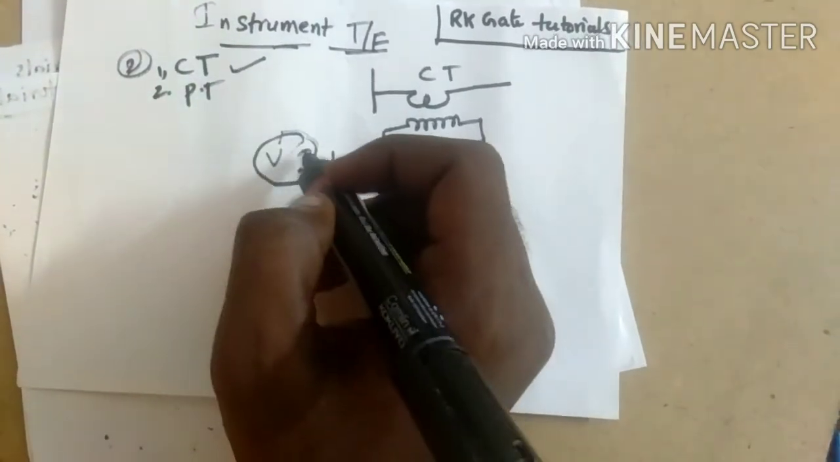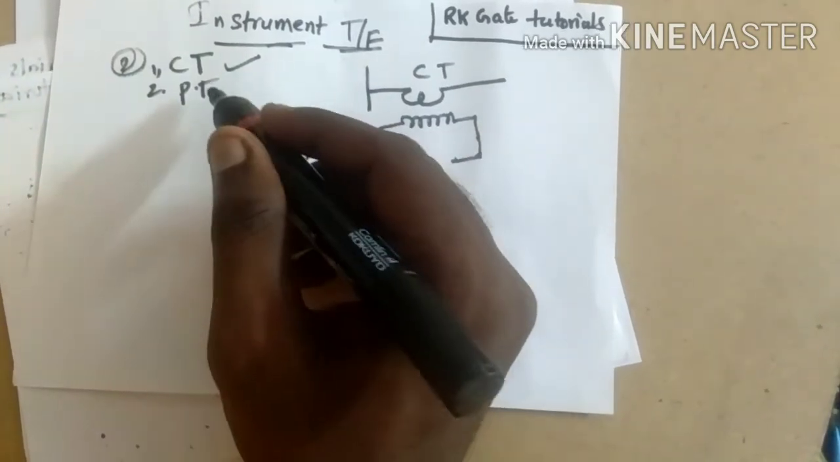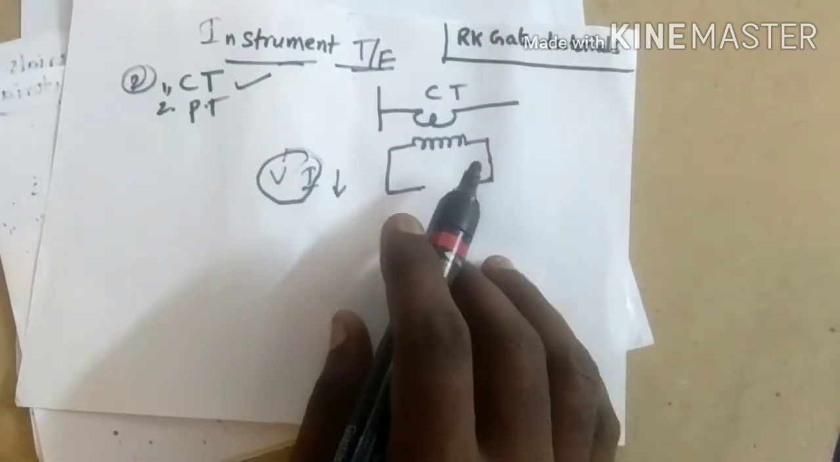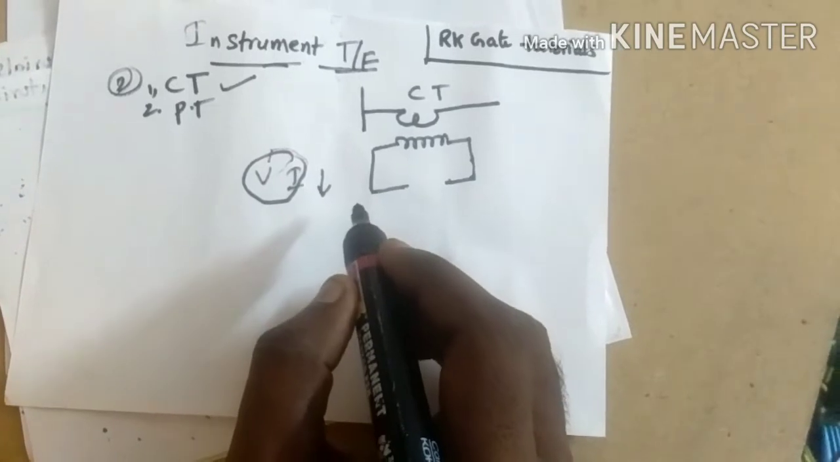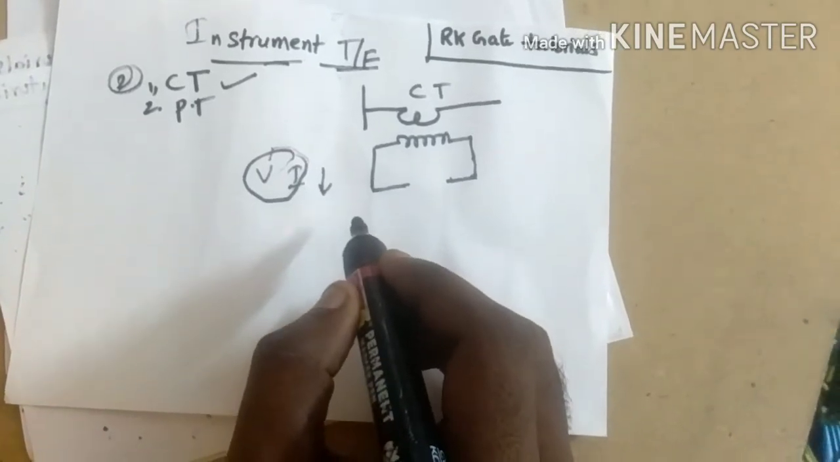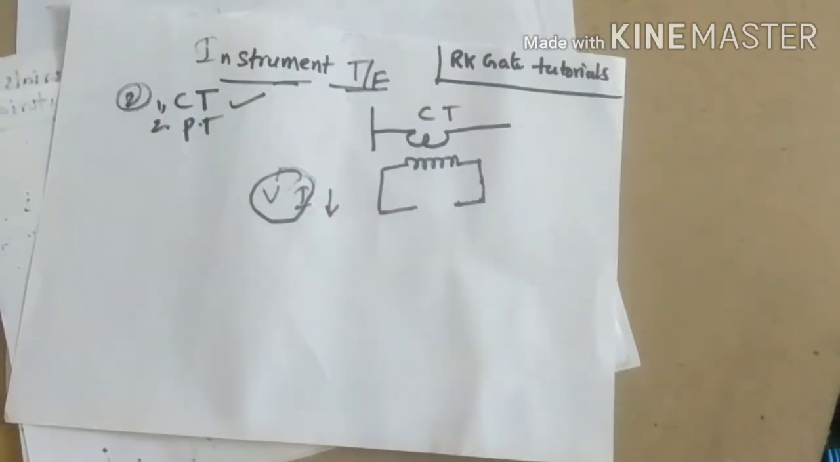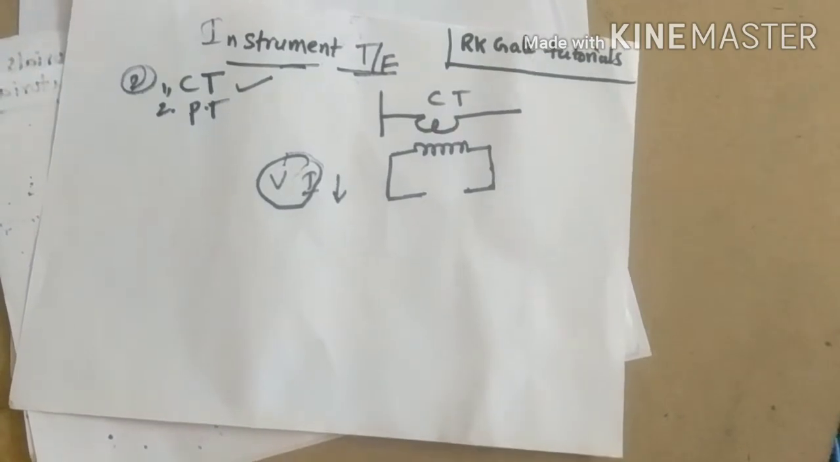The current magnitudes will be stepped down by the current transformer, and the voltage is stepped down by the potential transformer on the line. So this is the importance of the CT. And also, it isolates the live circuit and the protection circuits. So that is the importance of the instrument transformer.